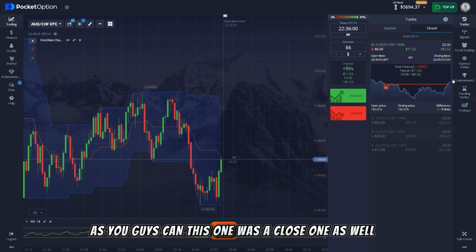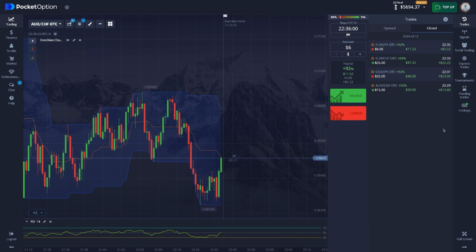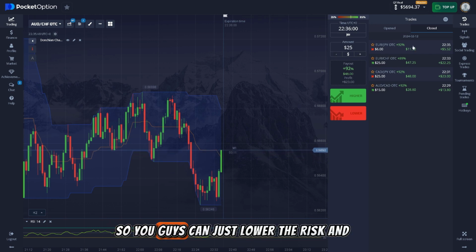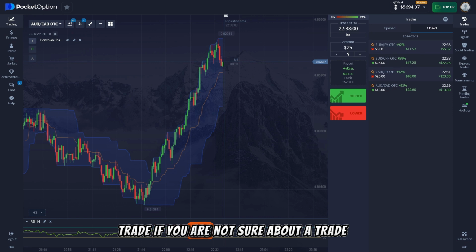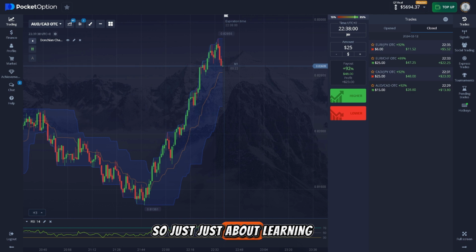As you guys can see, this one was a close one as well. But you can just lower your risk if you don't think that this trade is a high probability trade. If you are not sure about a trade, just lower the risk and go with it. Even if you lose, you will learn a thing or two. So it's just about learning.